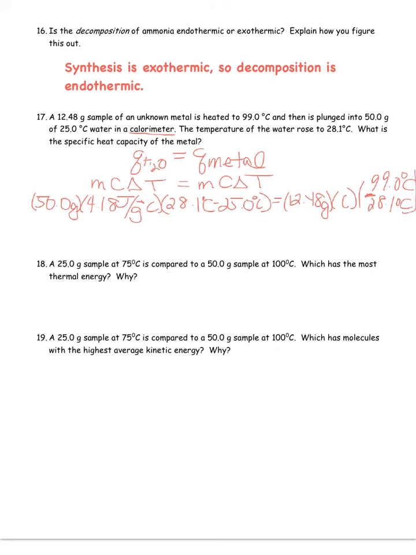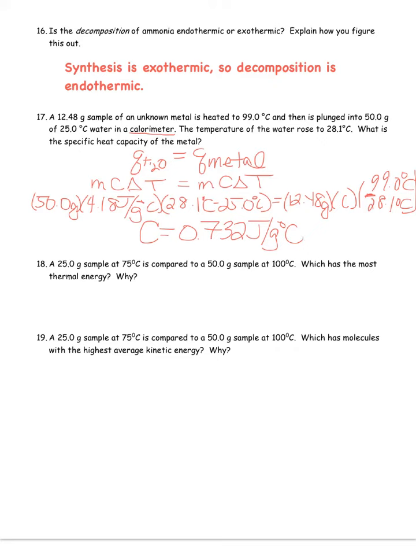Okay. Now from here you can do as many steps in algebra as you want. If you want to do some multiplication first or some subtraction first and do it out that way, I simply put this all in my calculator. I would take 50 times 4.18 times parentheses 28.1 minus 25 end parentheses divided by 12.48 divided by parentheses 99.0 minus 28.1 end parentheses. And when I do all of that, and hopefully you do too, you'll be able to get the specific heat capacity of the metal at 0.732 joules per gram degrees Celsius.